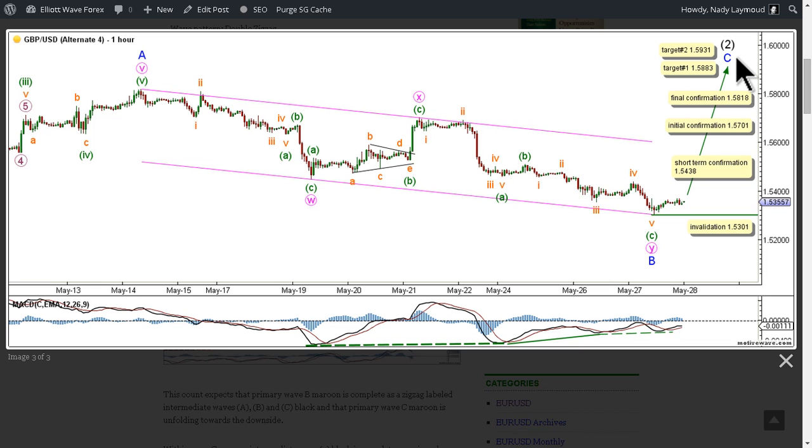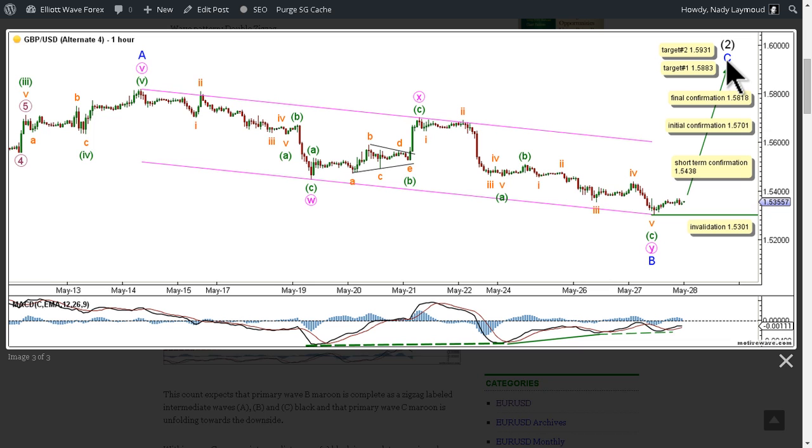Now, to gain confidence in this count from a price point of view, the short-term confirmation for this count is at 1.5438, and our confidence in this count will start to increase by movement above 1.5701, and the final confirmation is at 1.5818. It's worth mentioning that we will be able to calculate short-term targets within wave C blue once wave C blue starts to subdivide toward the upside.